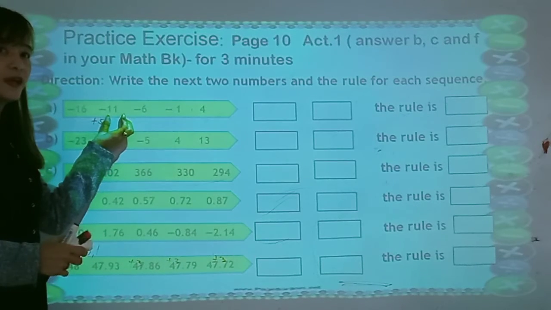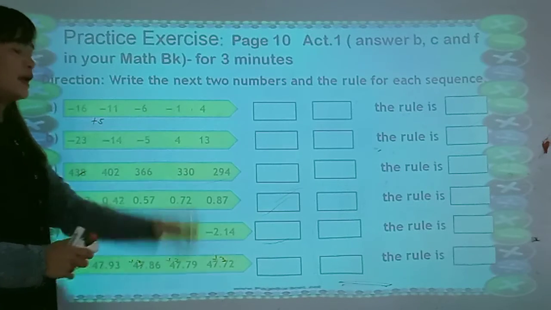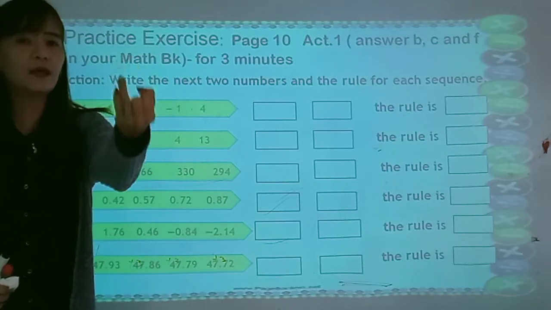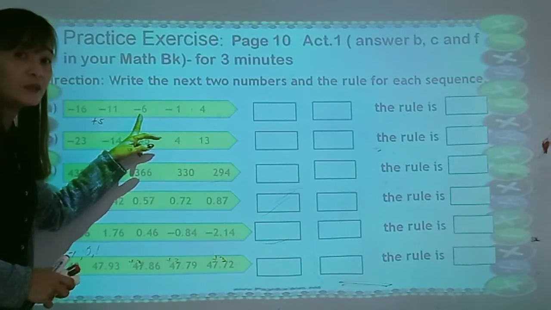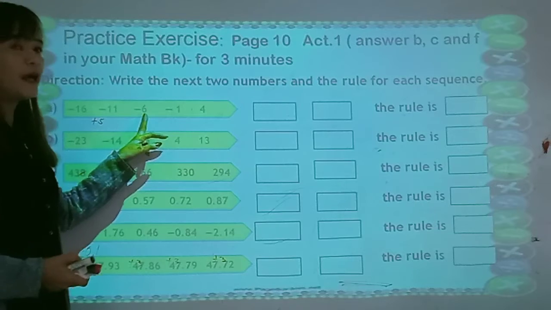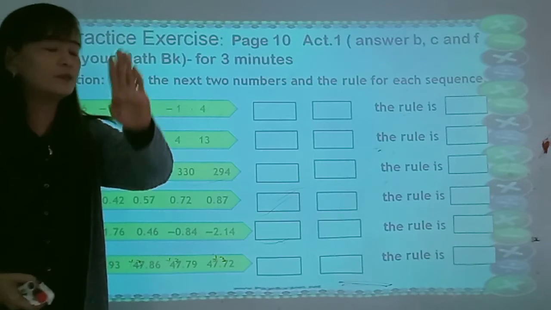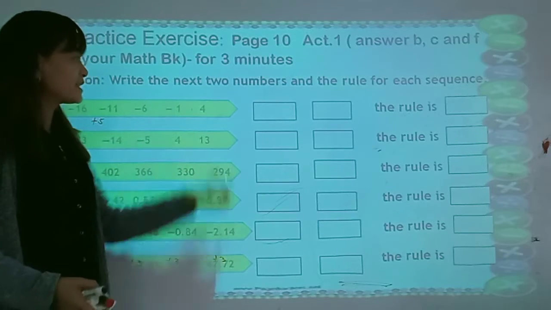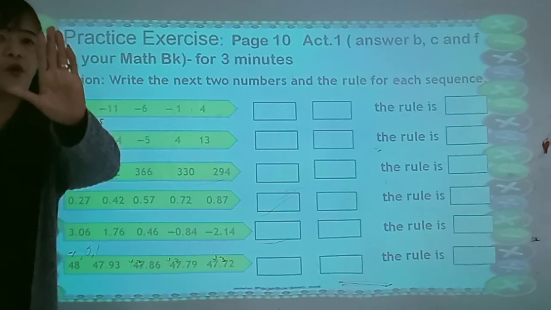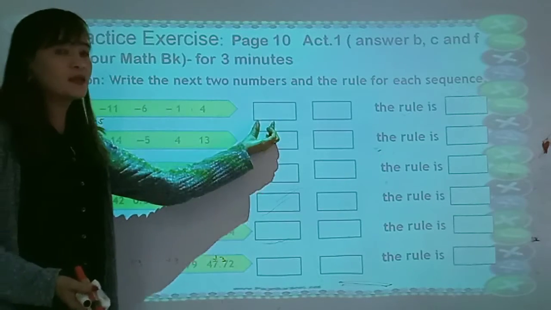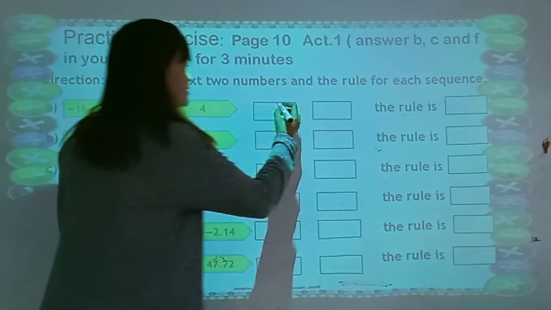Therefore, the next is negative 11. By adding again plus 5: negative 11, negative 10, negative 9, negative 8, negative 7, negative 6. Add again positive 5: negative 6, negative 5, negative 4, negative 3, negative 2, negative 1. Adding again 5: negative 1, 0, 1, 2, 3, 4. So this is 4. The next number is 5, 6, 7, 8, 9. Very good, so this is 9.